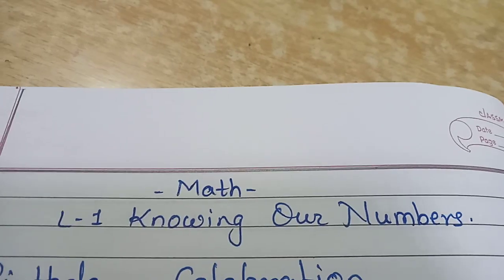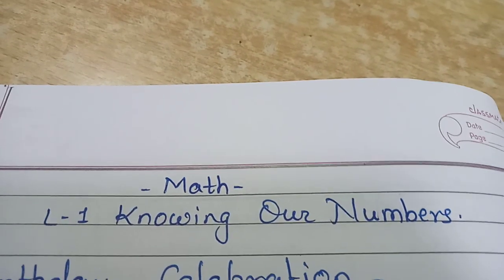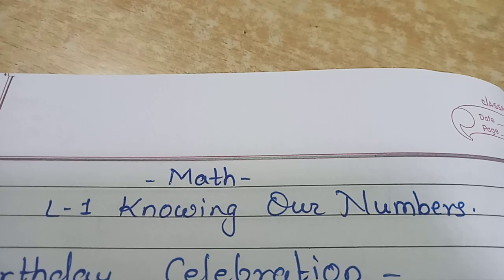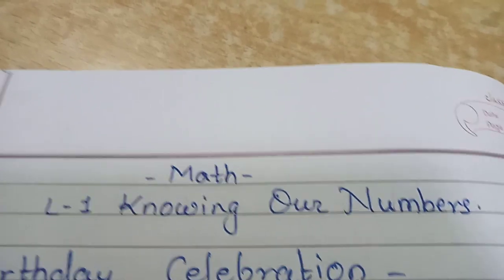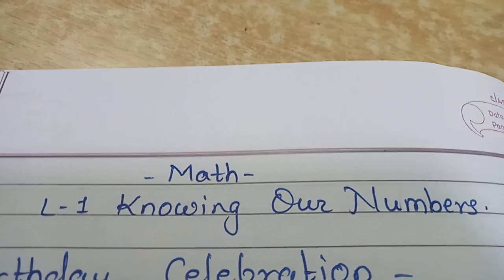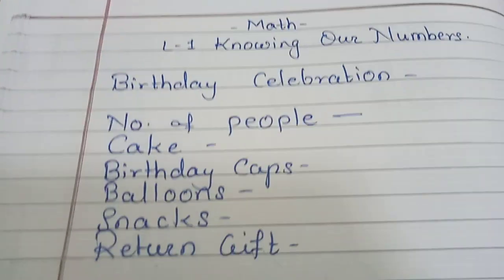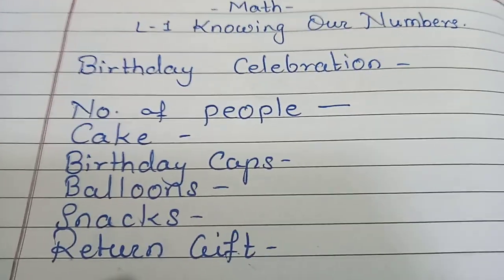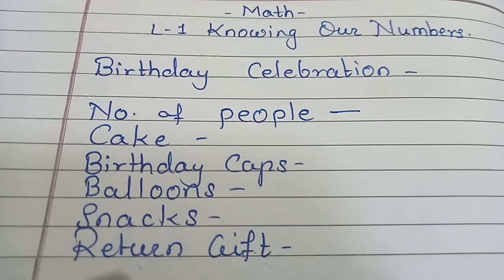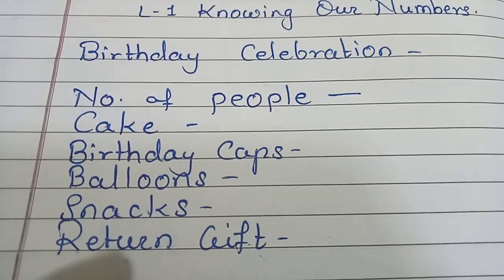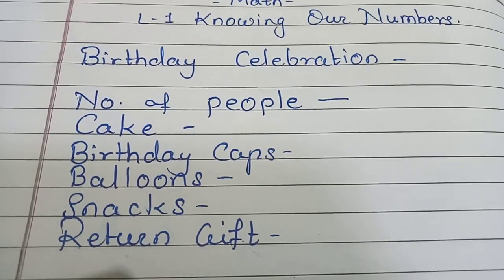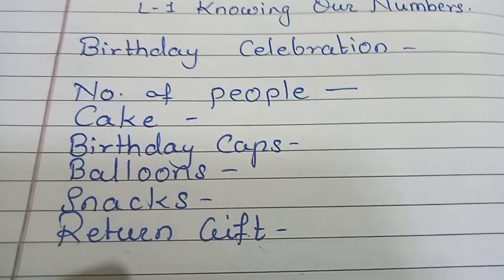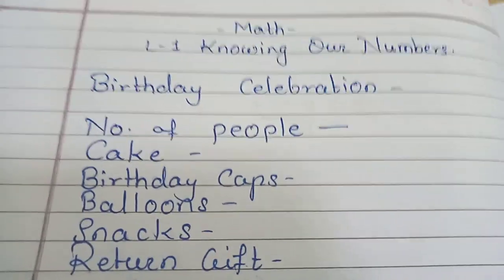Today, I have an interesting task for you. Suppose your parents tell you to give them an approximate amount for your birthday celebration, and the birthday is going to be next week. What all things do we need for the birthday celebration? The first thing we need is the number of people, then a yummy cake, birthday caps, balloons to decorate our hall, snacks, samosas, wafers, cold drink, and a return gift, of course.